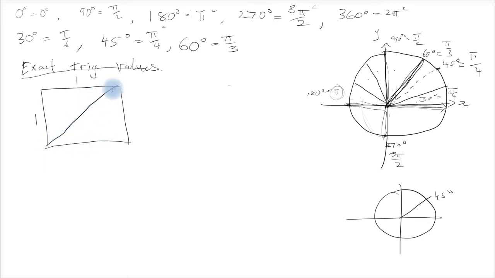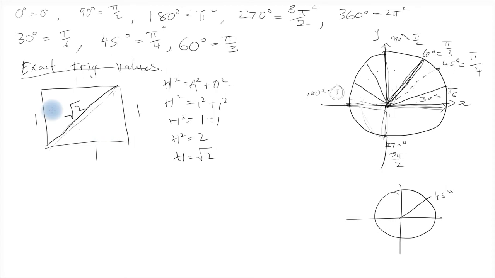So let's look at this. The bottom triangle has sides of 1. This hypotenuse here, well, let's use Pythagoras. The hypotenuse squared is equal to the other two sides, let's call them the adjacent squared plus opposite squared. Hypotenuse squared is 1 squared plus 1 squared, which is equal to 1 plus 1. So hypotenuse squared is equal to 2, so the hypotenuse is the square root of 2. So that side is the square root of 2.